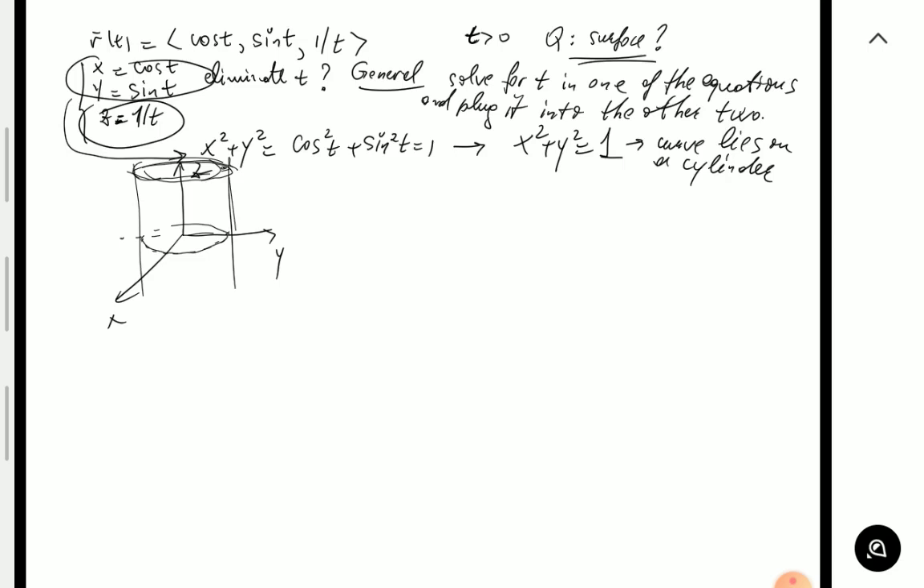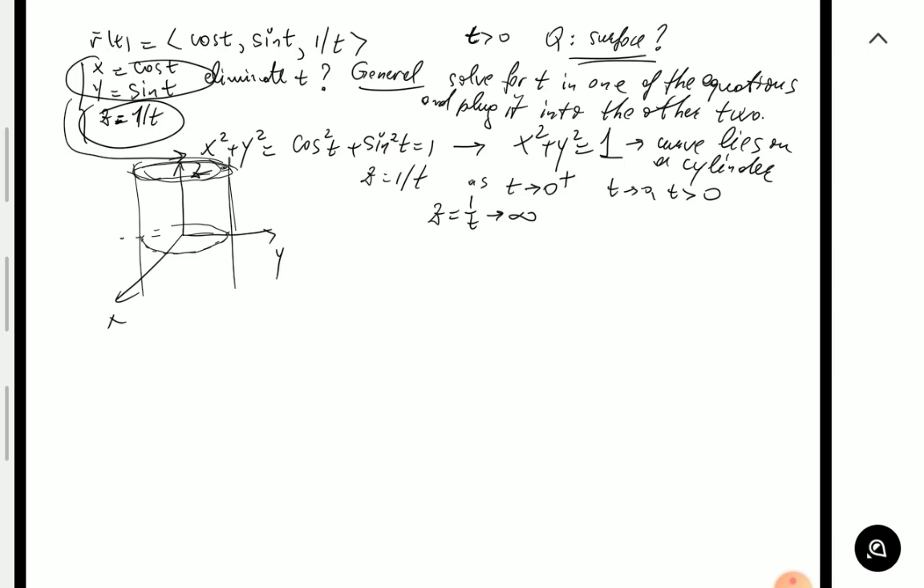Now let's see what happens to z equals 1 over t. I said that t is greater than 0. Notice that as t, let's start from 0, as t approaches 0 from the right hand side, that means t approaches 0 but also positive. Remember from calculus, 1 over t goes to infinity. So this curve actually starts way above, almost vertical from infinity, as z goes to infinity, as t approaches 0.